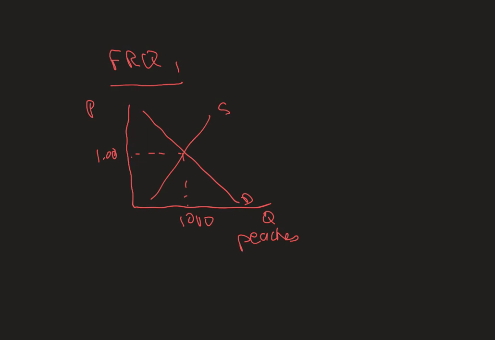And now we're told that we have a binding price floor. Just note a price floor is going to be above the equilibrium. So in this case, it's at $1.20. So you can draw in the price floor. You can even label it price floor. And this is going to cause the quantity supplied to increase, okay, to 1,500, okay? And this is what information we're given in the problem.